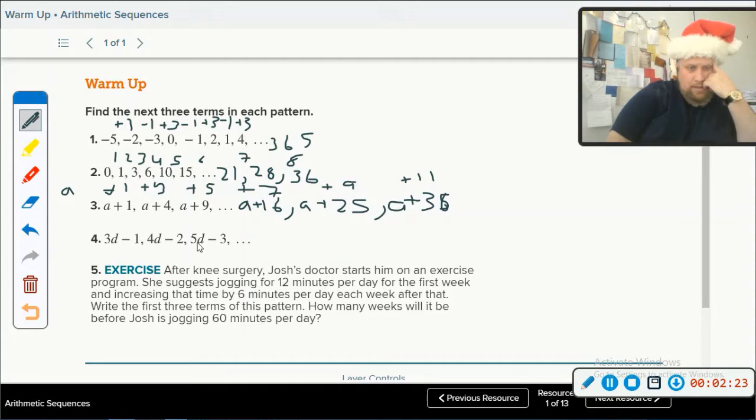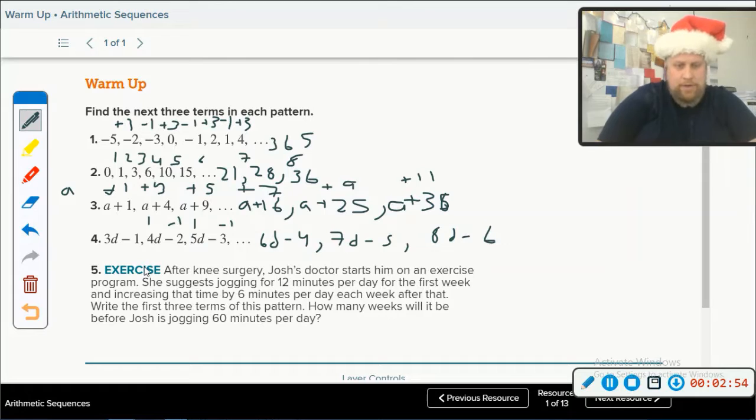All right, 3D minus 1. 4D minus 2. Okay, this is going up by 1 each time, right? And this is going minus 1 each time. So it should then be 6D minus 4. 7D minus 5. And 8D minus 6.